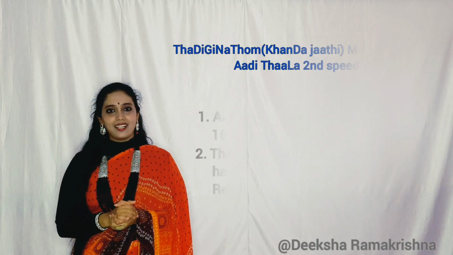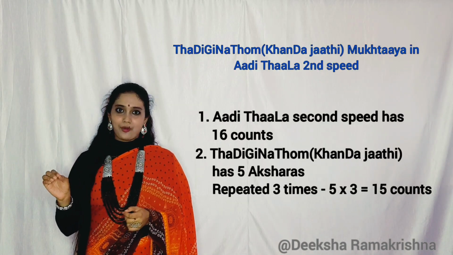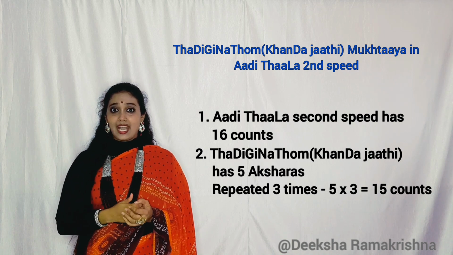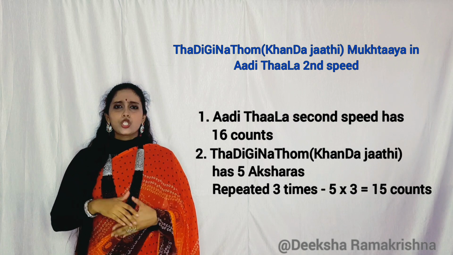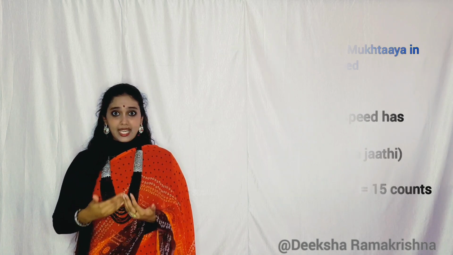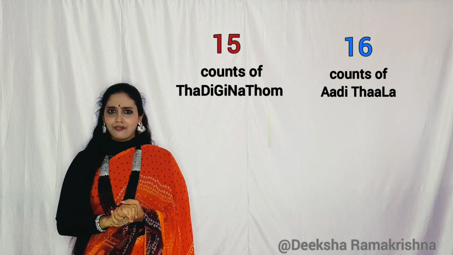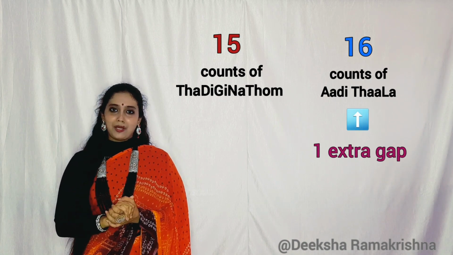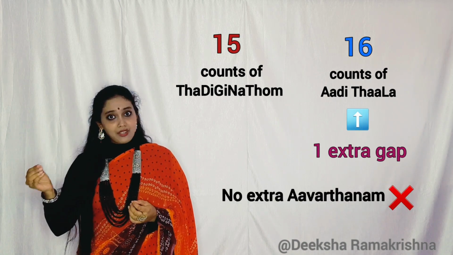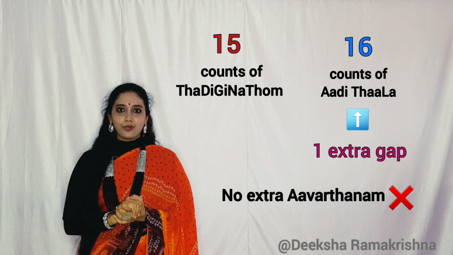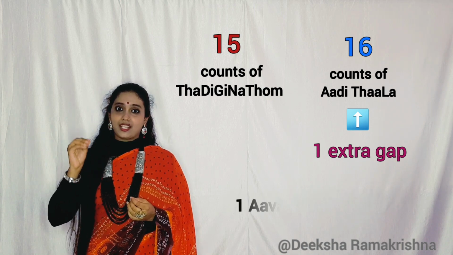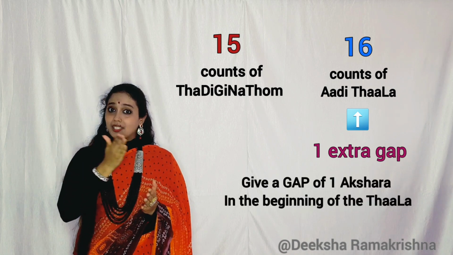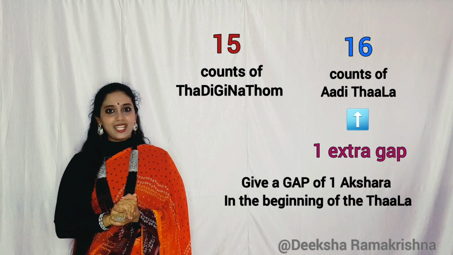Second speed in Aadi ThaaLa, it has 16 counts, right? So we know that Thadiginathom muktaya has 15 counts. So can we include 15 in 16 counts? We can, right? But we have 1 extra gap here as well. But we don't need an extra avartana to fill that Thadiginathom muktaya. So we can do it in 1 avartana itself. So that 1 gap that we find, we have to put that in the beginning of the Thala as we have already discussed.